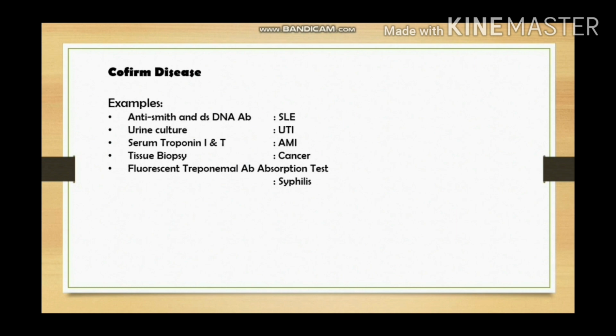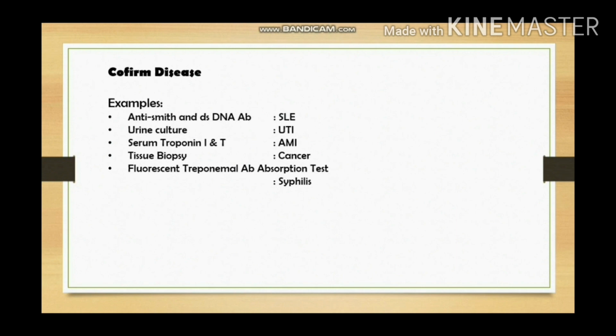Moving on to the next purpose of lab tests, that's to confirm disease. Some of the examples are, in the previous slide we saw that the anti-nuclear antibody test was done in order to screen for autoimmune disease. Well, it was not telling us which autoimmune disease it is. So specific antibody tests are done. For example, anti-Smith and double-stranded DNA antibody for a specific type of autoimmune disease, and this one is for SLE.